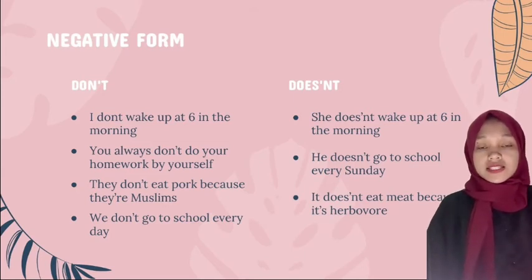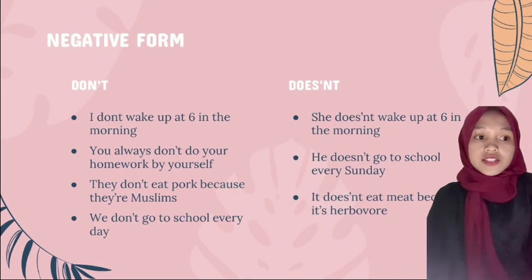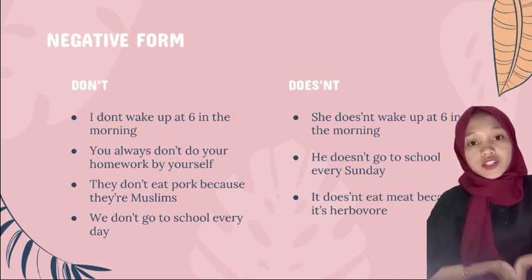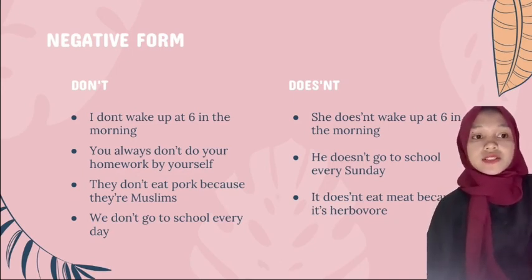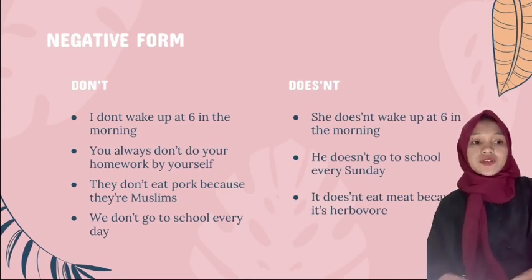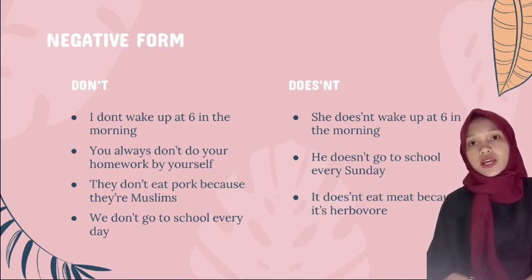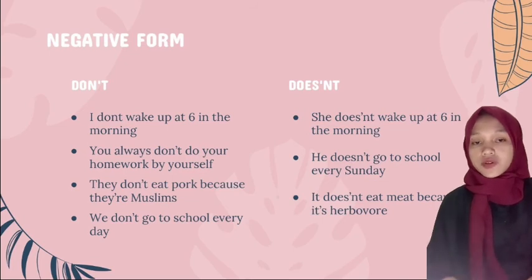And the next is doesn't. She doesn't wake up at 6 in the morning. He doesn't go to school every Sunday. It doesn't eat meat because it's a herbivore. So we use doesn't if the subject is she, he, and it. So now you can use the simple present tense pattern in sentences, right? You can practice a lot more at home by looking at your daily activities and what is around you.